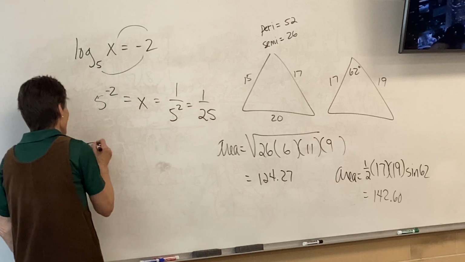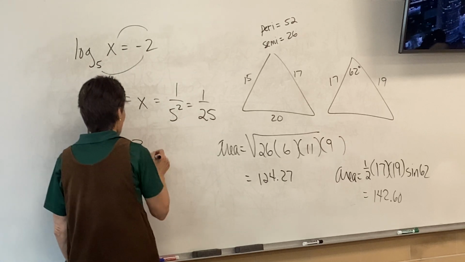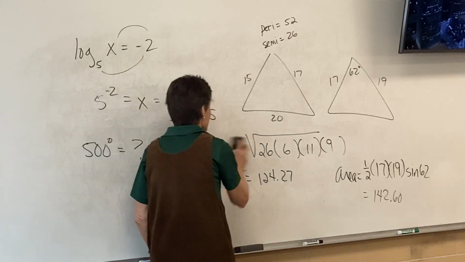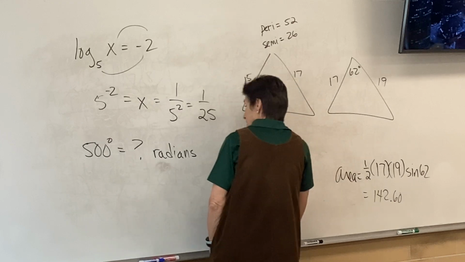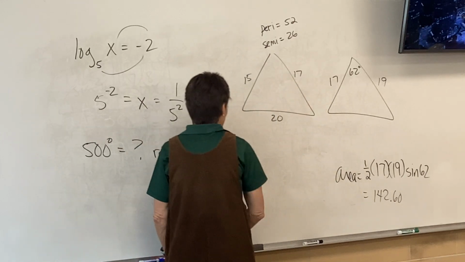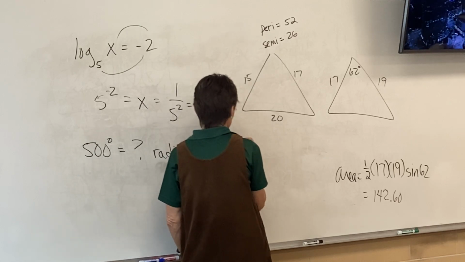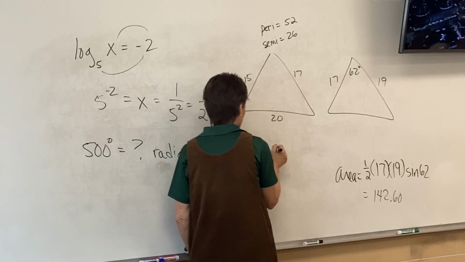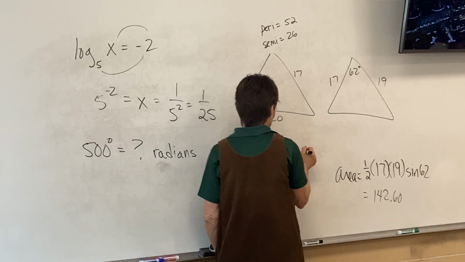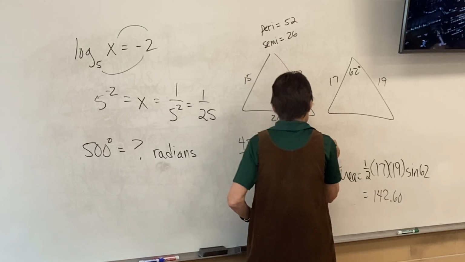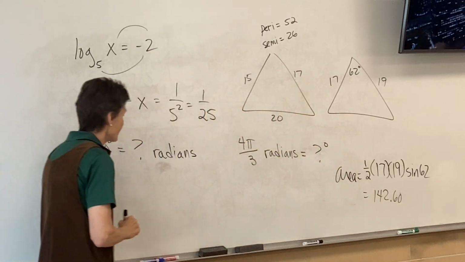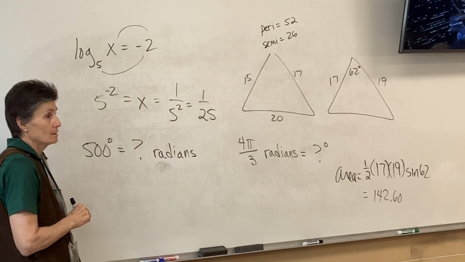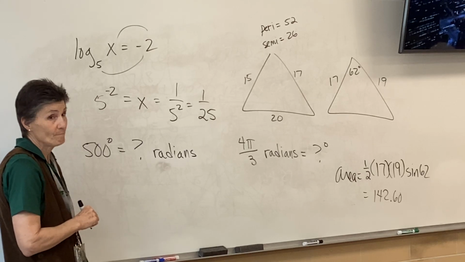And she says 500 degrees is how many radians? Now, there are different versions of the exam, of course. Somebody's going to have that question, and somebody's going to have, I don't know, 4 pi over 3 radians equals how many degrees? So these problems are basically the same but backwards of each other. So anybody remember how to do either one of them?